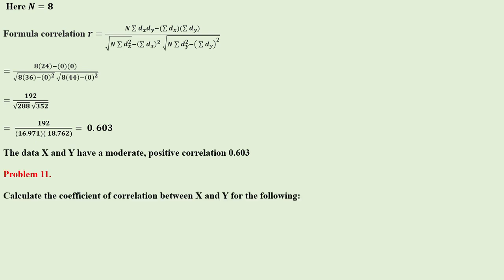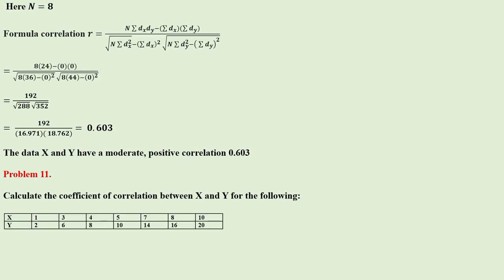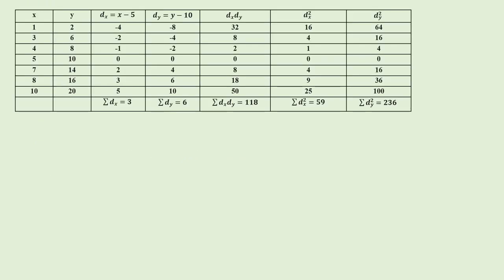Next problem, calculate the coefficient of correlation between x and y. Here x and y are given, so we write them in the table. First the x column and y column, then finding dx. Here we choose 5 as the assumed mean in x, that is a. So dx is equal to x minus 5. Subtracting 5 from each number in x, you get 1 minus 5, 3 minus 5, 4 minus 5, etc. That is dx. Summing all those, you will get summation dx equal to 3.